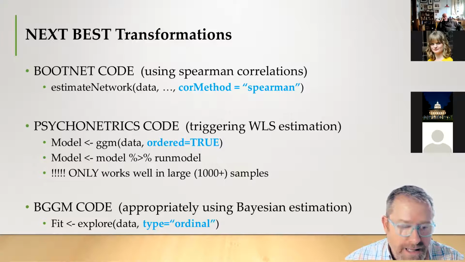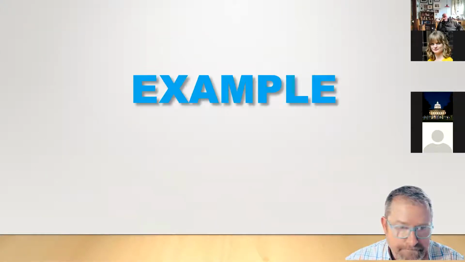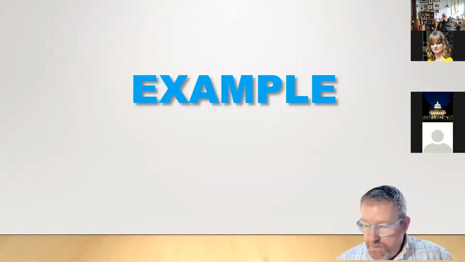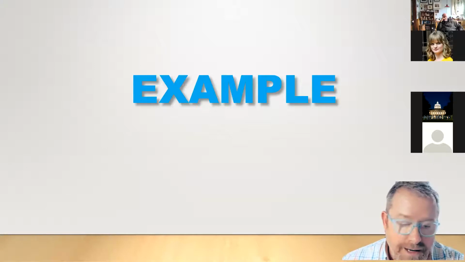Fortunately, in BootNet and Psychometrics and BGGM, if in BootNet you use correlation method Spearman, that effectively deals with skew in your data. In Psychometrics, if you say ordered equals true, it essentially treats it like ordinal data. And it's type equals ordinal in BGGM. Okay, so that's the background. Ooh, and we're halfway. That's the background on most of this stuff about network analysis.